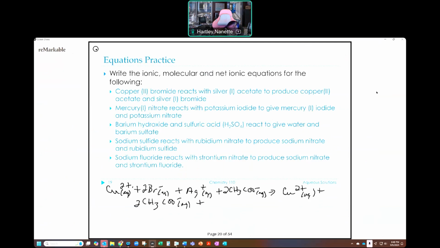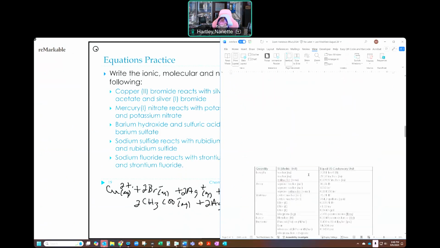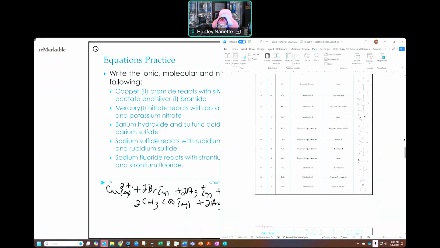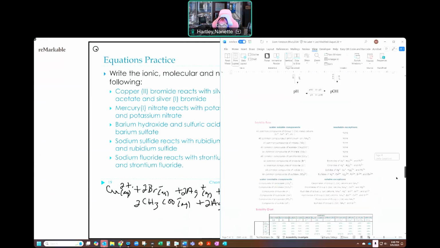Plus, that's copper and acetate, and then I'm going to have my Ag plus aqueous plus Br minus aqueous, because it's 1 to 1 there. But that means I'm going to need 2 of those also, so I'm going to have 2 Ag there and 2 Br there. So I need to check my solubilities for my copper acetate and my silver bromide. I need to check my rules and see what we've got going on.